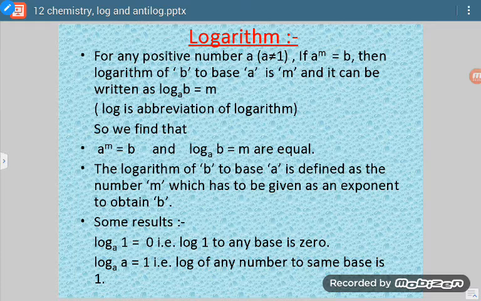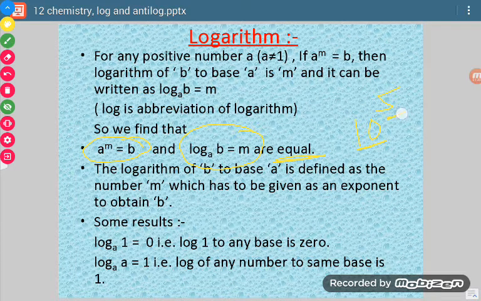So we find that a raised to power m is equal to b, and log of b to the base a is equal to m. These two things are one and the same thing. See here, two things we are saying: one is base and another is exponent. Just like when I am writing 10 raised to power 5, this is the base and this is the exponent. So in these terms we are defining it.